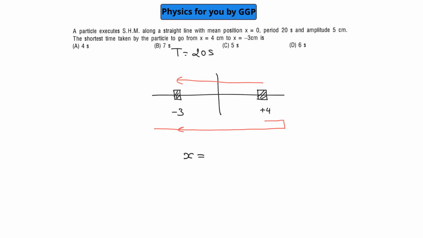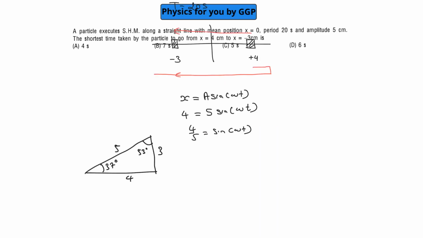So if you are using the general equation, x is equal to a sine omega t. Let's say the time taken to move from 4 to 0 or 0 to 4 is the same. So let's say x is equal to 4. That means it's moving from 0 to 4. And the amplitude is 5. So 4 equals 5 into sine omega t. So we can take 4 by 5 as the value of sine omega t. And we know that if it is 4 by 5, then the value of omega t should be equal to, take it as 53 degree. Let's say this time is represented by t1, so omega t1 we can take as 53 degree.